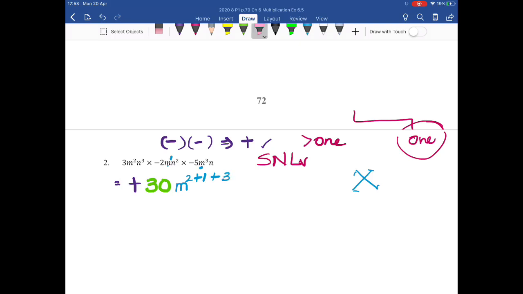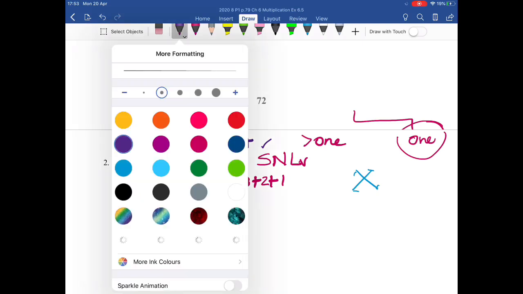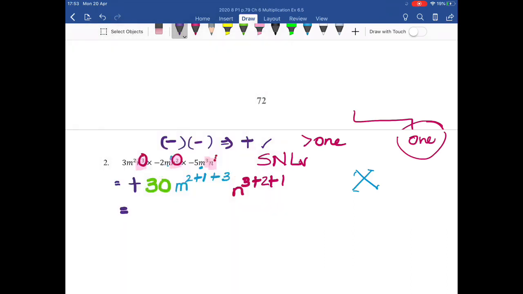Now I'm going to look at the N's. I've got an N term, an N term, and an N term there. So what I do is I write down my base, which is N, and I've got 3 there. So I'm going to say 3 plus, I've got 2 there, and no exponent, it means it's 1, so it's going to be plus 1. Now this step you don't have to do in your books. Okay, it was just so that I can show you what we are doing.